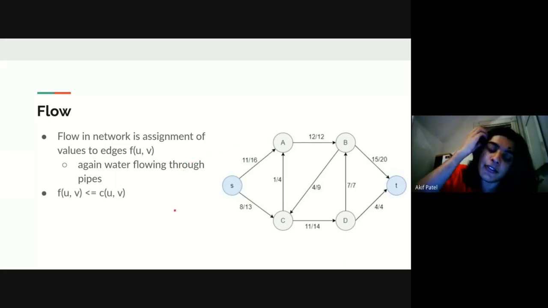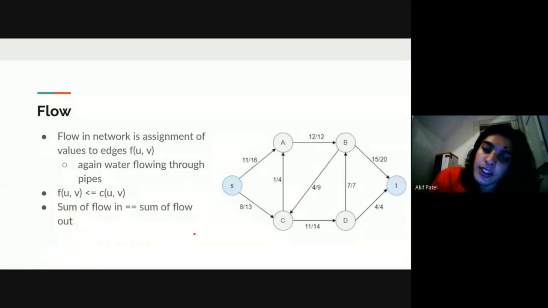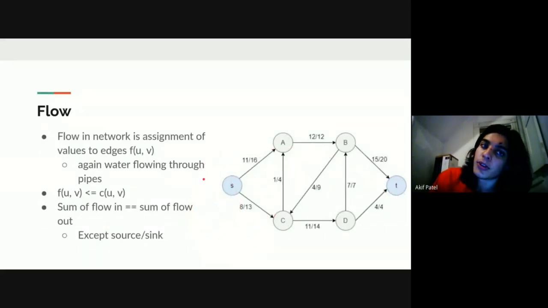Obviously, F needs to be less than or equal to C. You can't have more water flowing through a pipe than it can physically hold for a flow to be valid. Additionally, the amount of water flowing into a junction has to equal the water flowing out of the junction. For example, here 11 plus 1, so 12 gallons is flowing into junction A, whereas 12 is flowing out of junction A, so it's all good. Water can't be created out of nothing, and it can't disappear into a node. The exception for this, obviously, is the source and the sink. The source is considered the origin of the water flow, and the sink is the destination for the water flow.